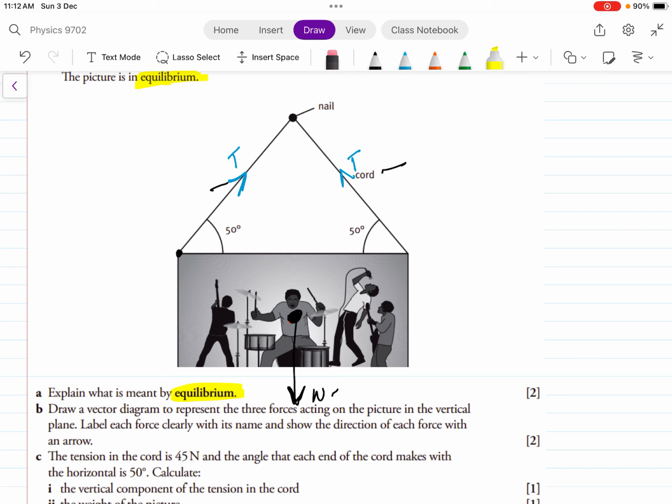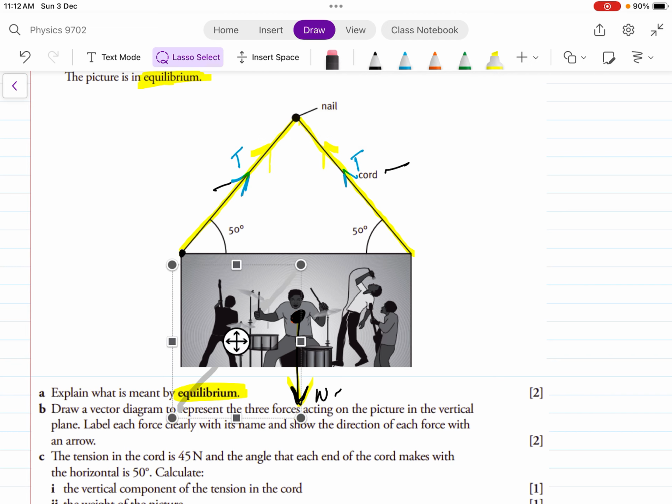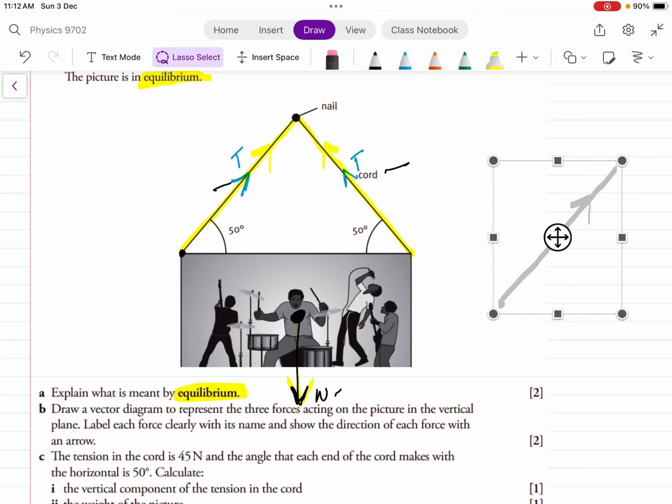I'll just trace these forces. This is one force acting like this. This is the next force acting like this, and then this is the third force acting downward, right? So I'll just copy each one of them one by one. I'll copy this force first and I'll just paste it. So this force is copied and pasted.